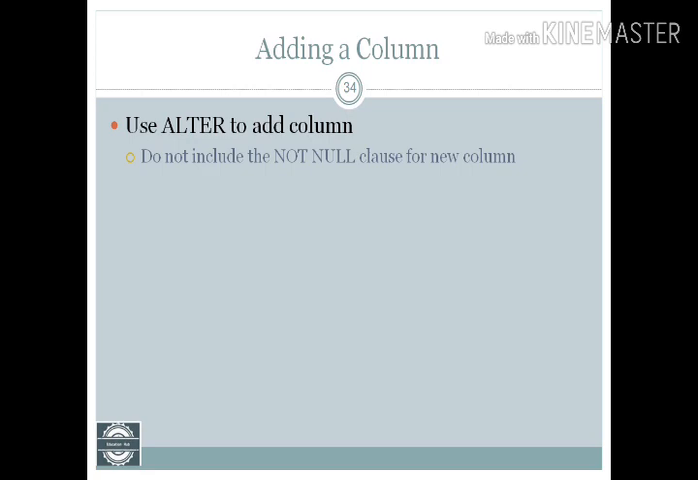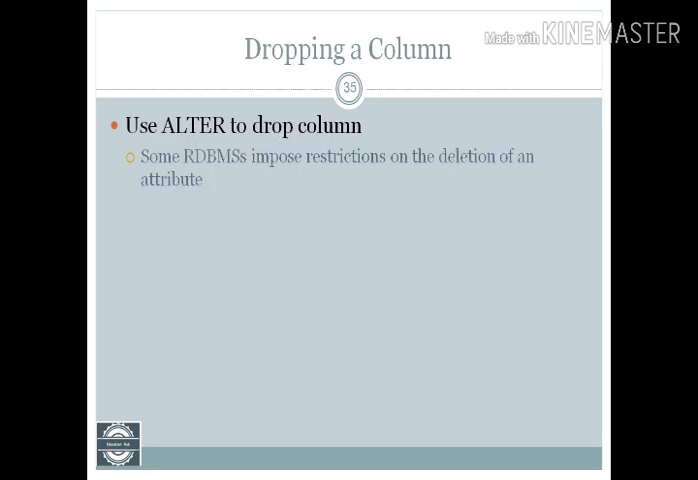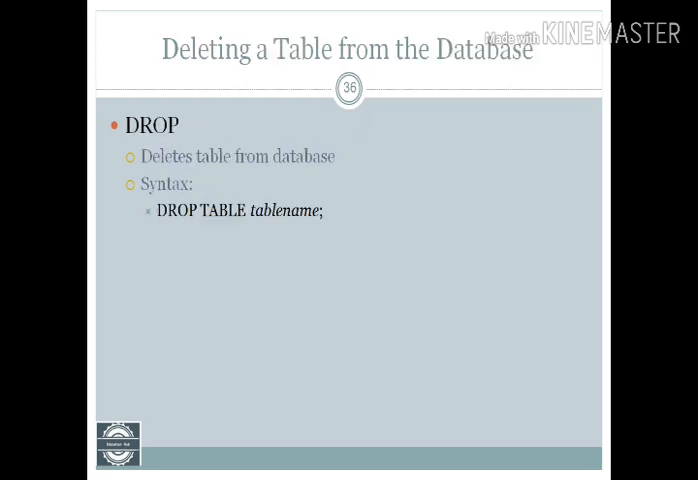Now one thing you have to remember here: any type of value addition will be appended, and in the case of deletion, that is DROP COLUMN, there also a restriction will come. Some RDBMS impose a restriction on the deletion of an attribute, because it may create trouble for referential integrity. What is that? Suppose a primary key value is deleted from one table, it will also be reflected in the tables containing the foreign key.